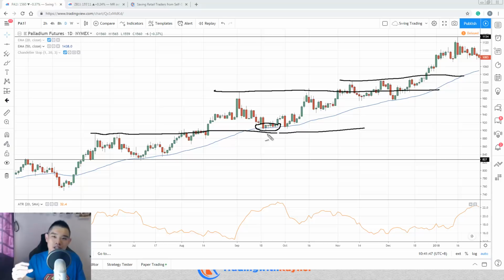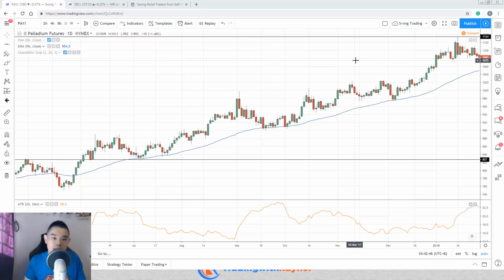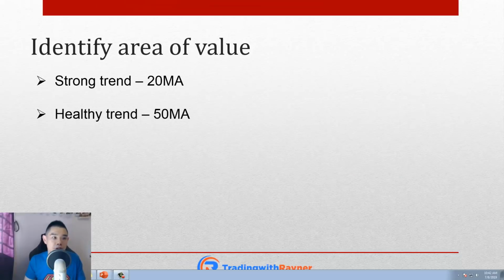So don't get too fixated on just trading off support, resistance or trend lines, because when market structure goes into a trending mode, a strong, healthy trend, you realize that it seldom comes back to retest your horizontal SR levels on the chart. So this is how the moving average helps you identify areas of value on your chart.